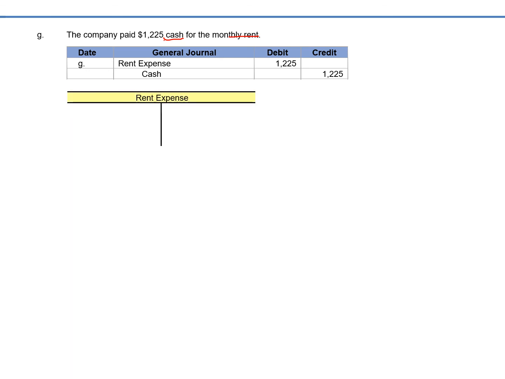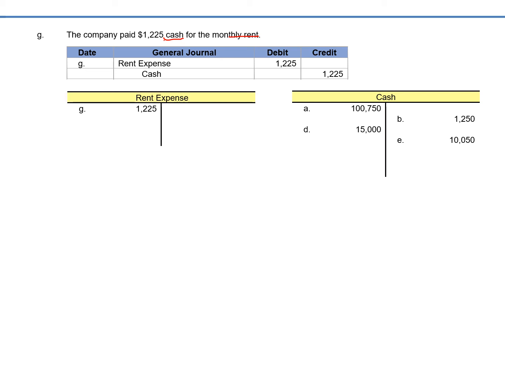We post our transactions to our general ledger or our T accounts in this case. And so our debit for rent expense gets posted to the debit side of the T account, or the left side. And our cash, we're going to reduce our cash. Reductions or credits in cash get posted to the right side of our T account.